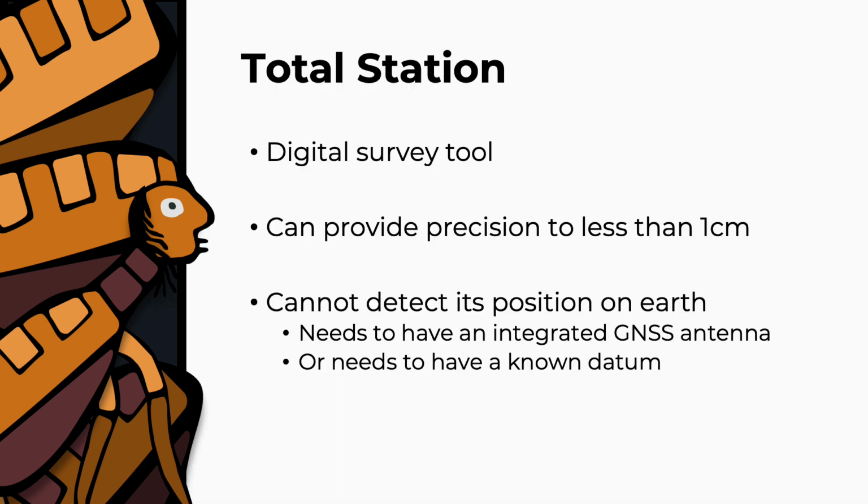A total station is a digital survey tool where the distance, angle, and height of a target are measured from a point on the ground where the geographic coordinates are already precisely known. Used correctly, a total station can have precision of less than 1 centimeter. However, a total station cannot detect where it is on the Earth's surface unless the total station unit also has an integrated GNSS antenna. Otherwise, a datum or point on Earth that has a fixed location, like the corner of a building, and can be viewed in satellite imagery will provide longitude and latitude coordinates. These coordinates can be used to calculate the exact location of the total station.